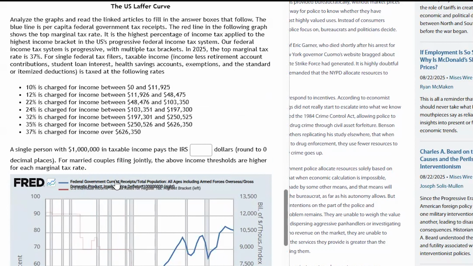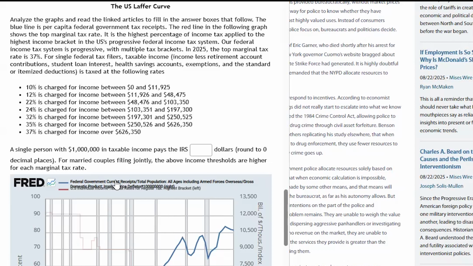In 2025, the top marginal tax rate is 37%. For single federal tax filers, taxable income, income less retirement account contributions, student loan interest, health savings accounts, exemptions, and standard or itemized deductions, is taxed at the following rates. For income between $0 and just under $12,000 annually, you pay 10%. For incomes that are higher than that, and just under 50,000, you pay 12%. For incomes just below 50,000 to just above 100,000, you pay 22%.